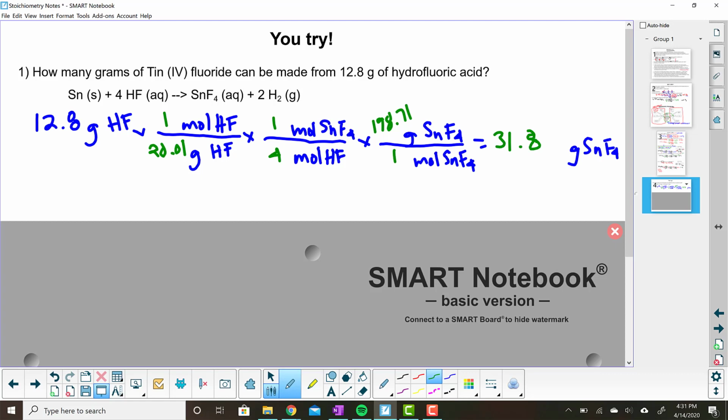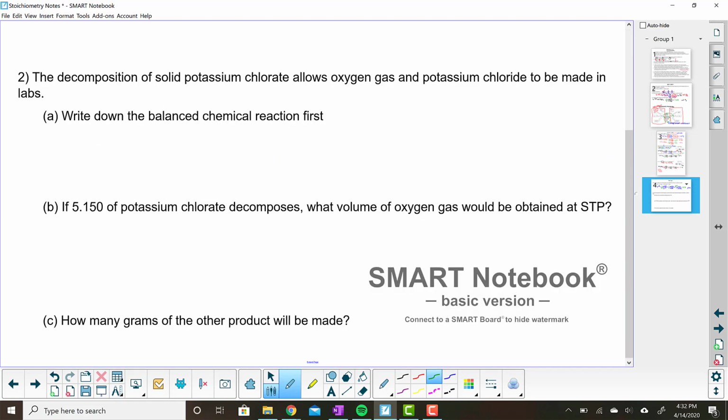Let's try another one. This one looks like it's got a couple different steps for us. It says the decomposition of solid potassium chlorate allows oxygen gas and potassium chloride to be made in labs. You've got all the questions here. This is going to have you do everything. You're going to have to write the reaction from what's given to you, then balance it, and then do a couple of conversions. I highly encourage you to pause the video and try to do this on your own.